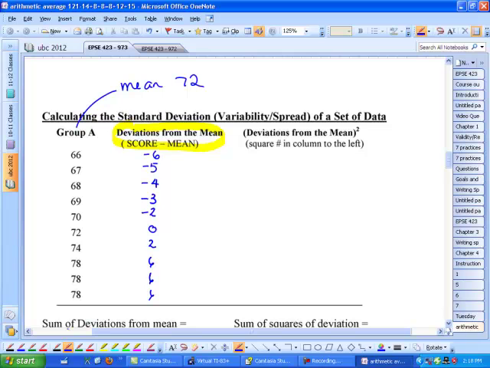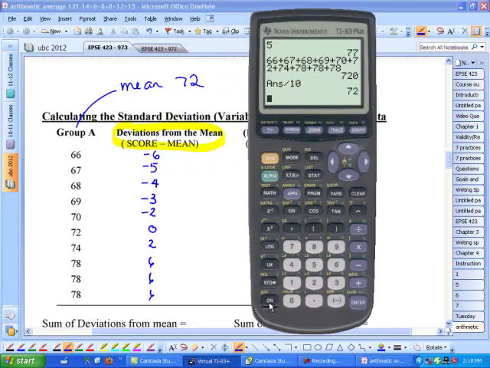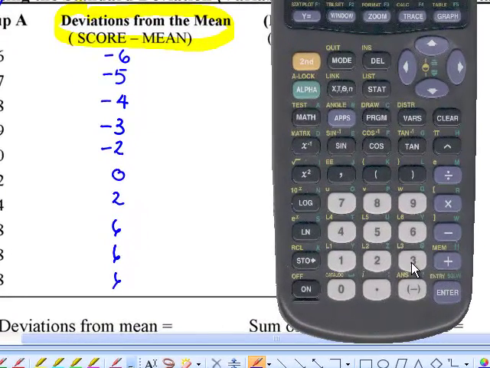Now you might be thinking, well, let's just find the average of these then. Let's add them all up and divide by 10. Let's see what we get. Okay, if that's what you want to do, we can do that as well. I'll take negative 6 plus negative 5 plus negative 4 plus negative 3 plus negative 2 plus 0 plus 2 plus 6 plus 6 plus 6. And it's 0. Well, how is that going to help us then?